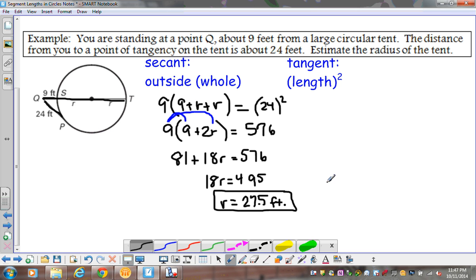All right, so again, your secant segment, you're going to do outside times whole. Your tangent segment, you're going to do whatever its length is and square it. Cool.